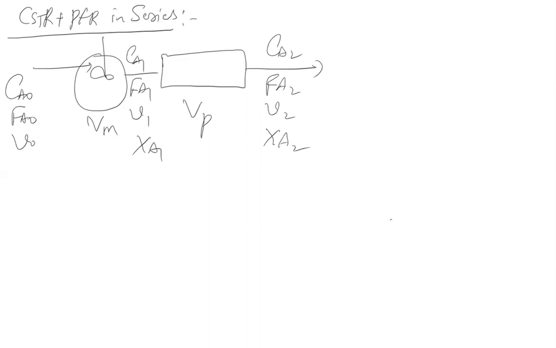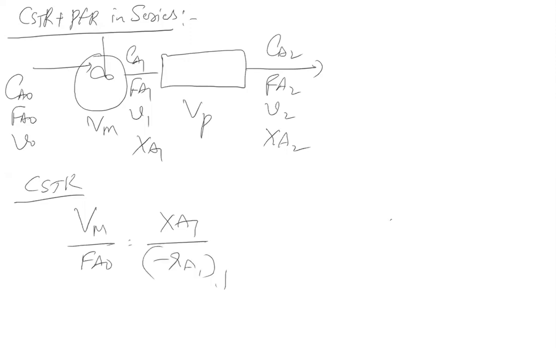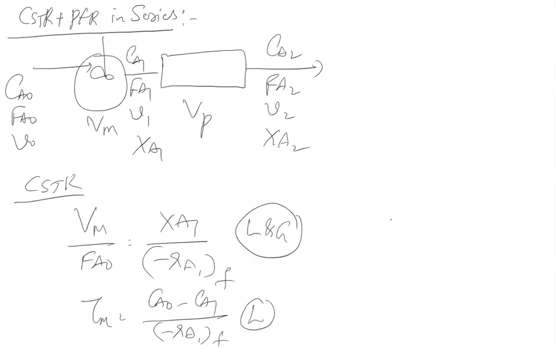Can you write the performance equation of both? The CSTR is simple, it is as if it is a single CSTR: Vm by Fa0 is equal to Xa1 by minus Ra1. Clear? Another equation is tau m equal to (Ca0 minus Ca1) divided by minus Ra1. This is applicable for liquids as well as gases, both. Now, can you write it for a PFR?